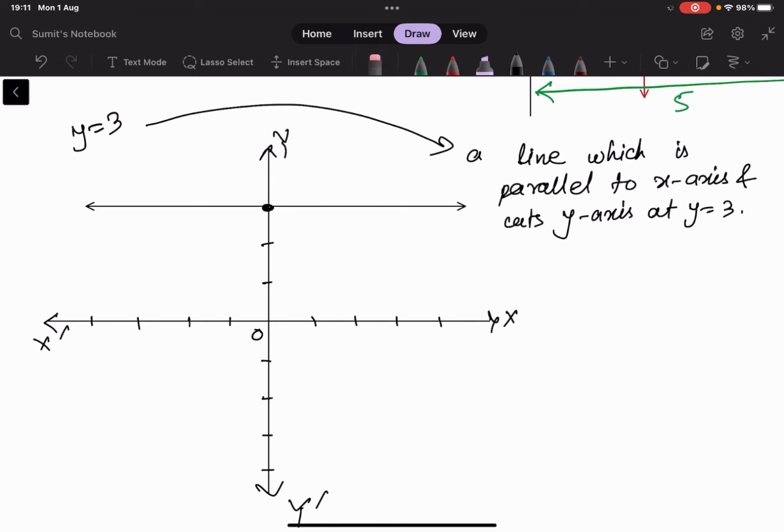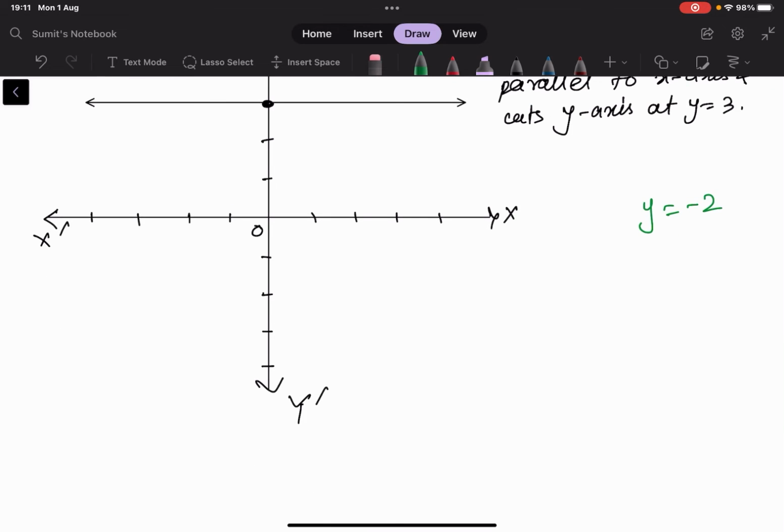If you want to draw y equal to -2, y equal to -2 means a line which is parallel to the x-axis, because there is no x part there. So y equal to -2 means the line which is parallel to the x-axis and cuts y at -2. So the line will be like this.